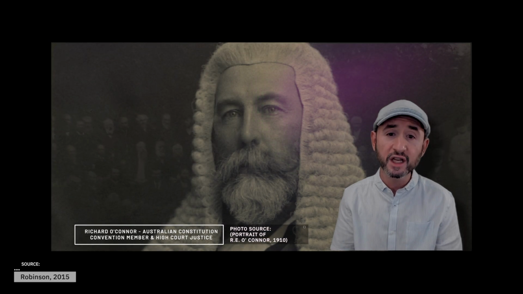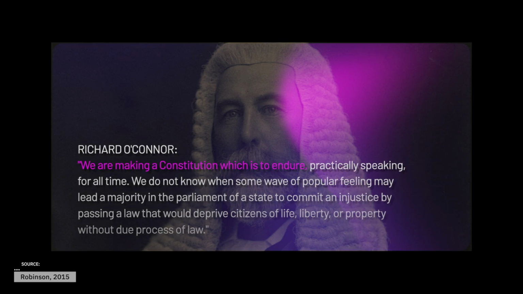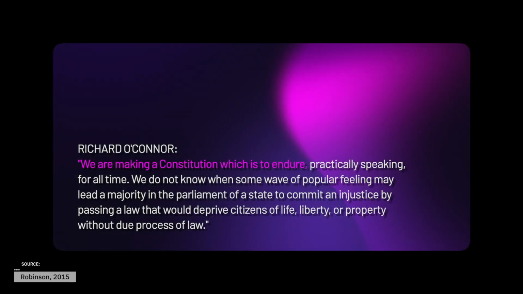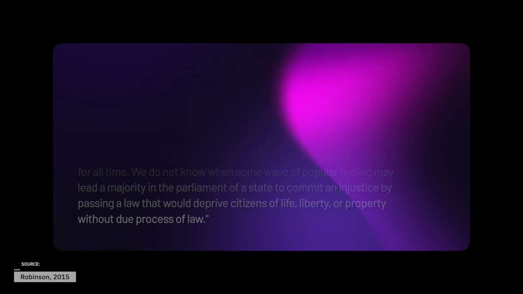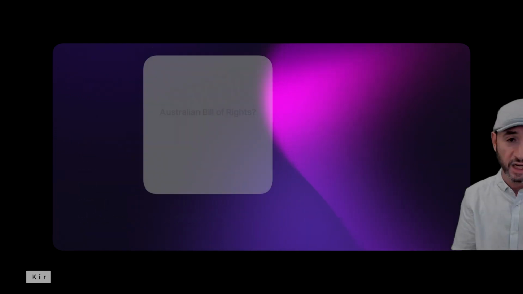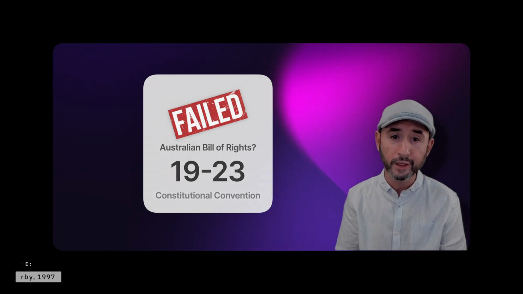Richard O'Connor attempted to convince colleagues to agree to such a document during the Constitutional Convention. He advocated, "We are making a constitution which is to endure for all time. We do not know when some wave of popular feeling may lead a majority to commit an injustice by passing a law that would deprive citizens of life, liberty, or property without due process of law." His attempt lost in a vote of 19 to 23.